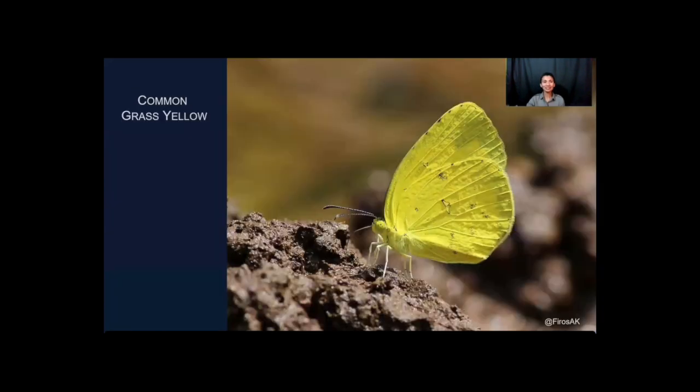Next one. Here we have the common grass yellow. But there are many types of grass yellows, and I'm sure you've seen them. They usually fly quite low to the ground, maybe just about up to 2 feet above the ground. And they're very busy, hardly sitting down, quite difficult to identify because they don't often give you a chance to look at its markings. Moving on.